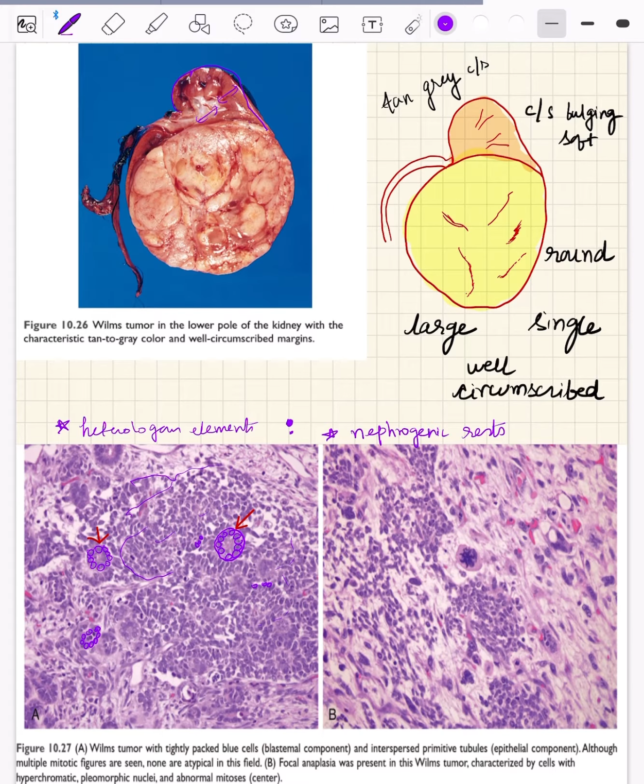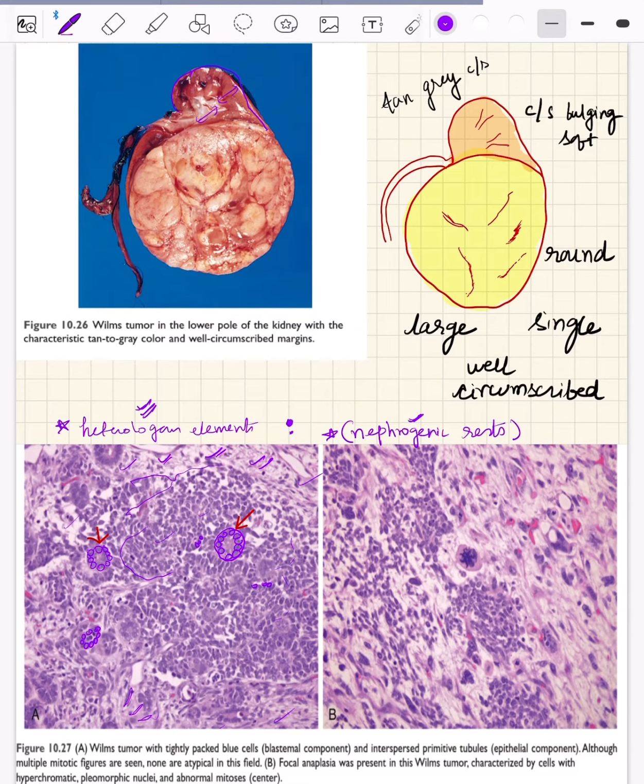And the third component is the stromal component, which is the mesenchyme. It is composed of spindle shaped cells and myxoid areas. This is all the connective tissue stroma, and sometimes this stroma can show heterologous elements like cartilage, fat, skeletal muscle. These can be seen in the stroma. Another thing is the nephrogenic rest. Nephrogenic rest is the primitive kidney tissue, the metanephric tissue, and the tumor is supposed to arise from this nephrogenic rest. So these are the precursor cells. They will be seen adjacent to the tumor.